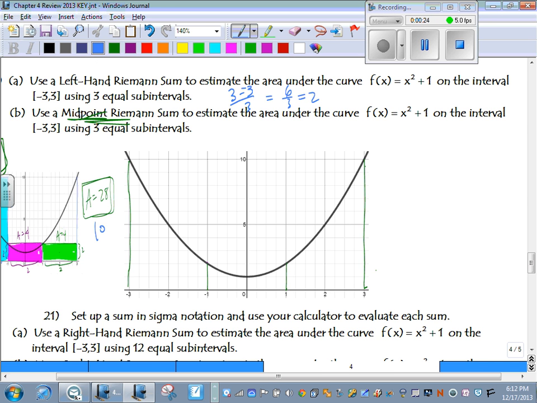So if we look at the first interval from -3 to -1, the midpoint would be -2. That's halfway in between the two endpoints. So the height of our rectangle comes from x equals -2. So our first rectangle looks like this.